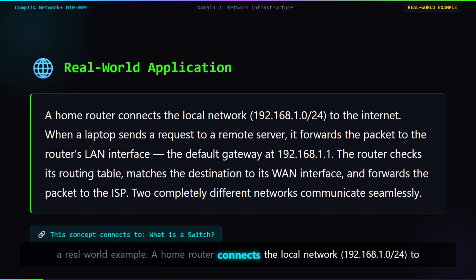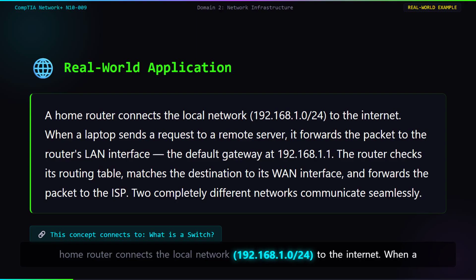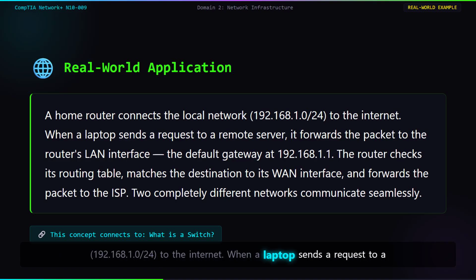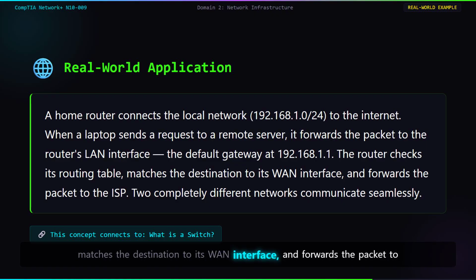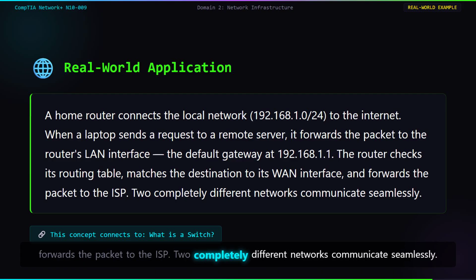A home router connects the local network, 192.168.1.0/24, to the internet. When a laptop sends a request to a remote server, it forwards the packet to the router's LAN interface, the default gateway at 192.168.1.1. The router checks its routing table, matches the destination to its WAN interface, and forwards the packet to the ISP. Two completely different networks communicate seamlessly.